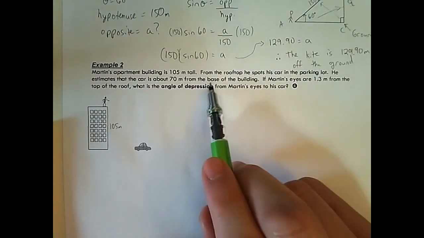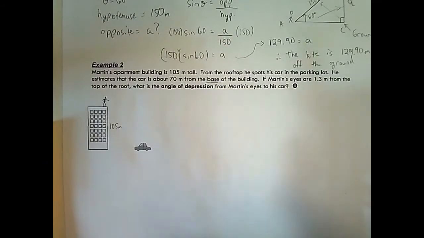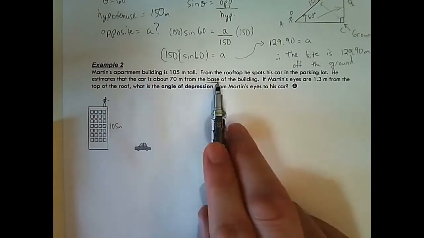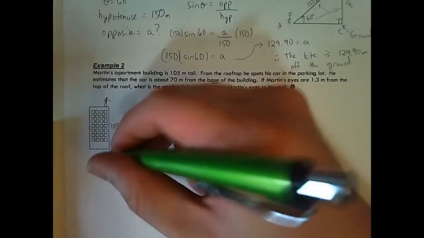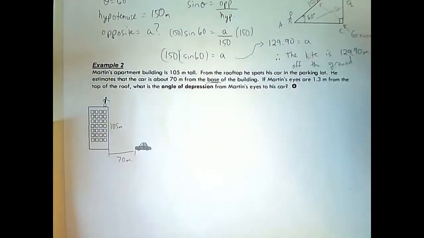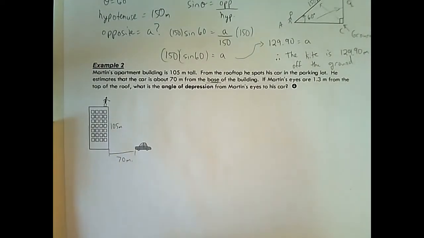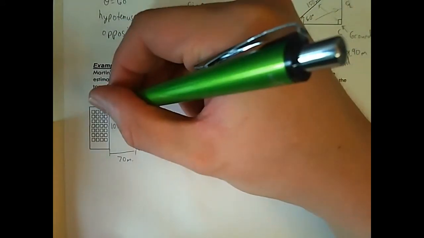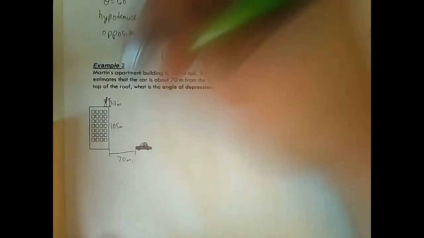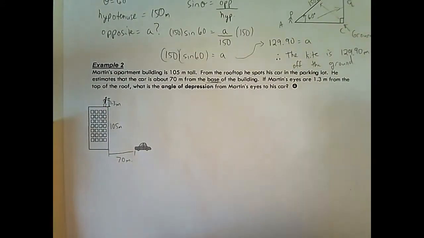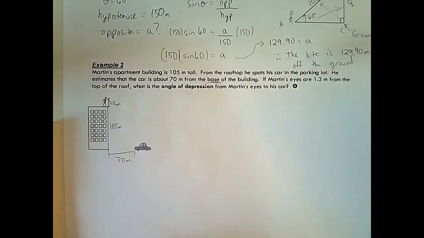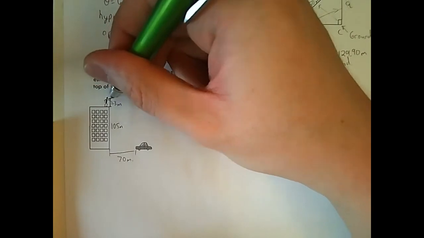Well, let's break this up. Base of the building. The base of something, like the base of a shape, is always the bottom part. And from his car to the base of the building is about 70 meters. So this is about 70 meters. We also know that his eyes are 1.3 meters from the roof. So from the roof to his eyeballs is 1.3 meters. And we want to know what is the angle of depression from Martin's eyes to his car. So remember, when we're talking about angle of depression, Martin is always looking forwards.